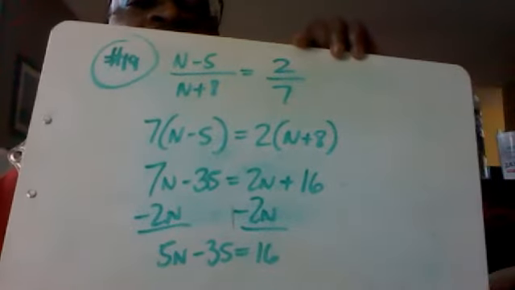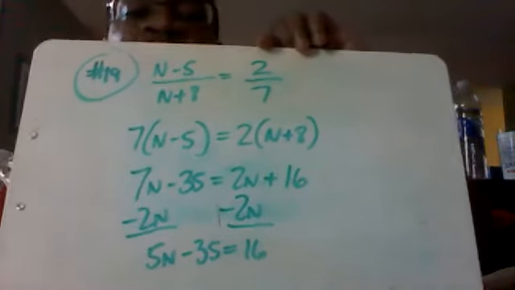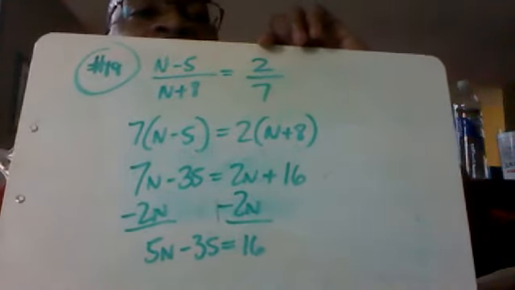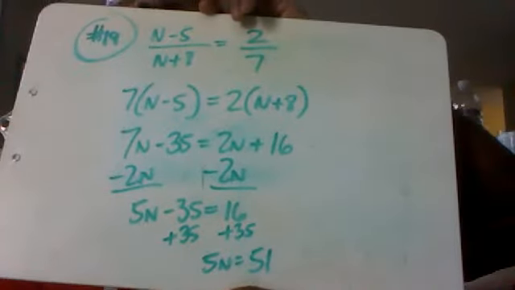Alright, so if you subtract 2n, you should get 5n minus 35 equals 16. At this point, you have a basic two-step equation. Everybody in the class should know they're going to add 35. So I'm going to do plus 35. Alright, so I get 5n equals 51.